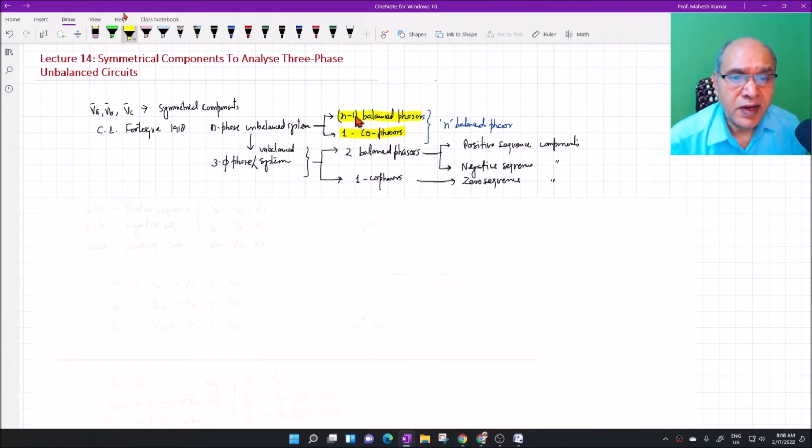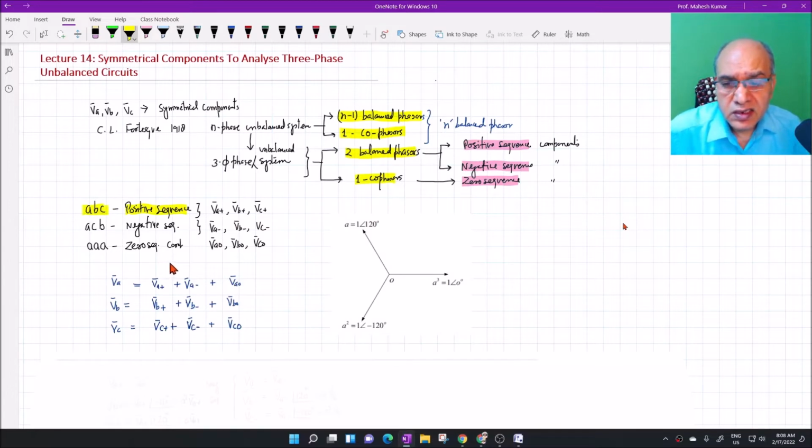So obviously n-1 becomes 2 because n is equal to 3. Three-phase unbalanced system can be resolved in 2 balanced phasors and 1 co-phasor. These 2 balanced phasors basically are termed as positive sequence and negative sequence, and the remaining co-phasor is defined as zero sequence component. Thus we form positive, negative and zero sequence components.